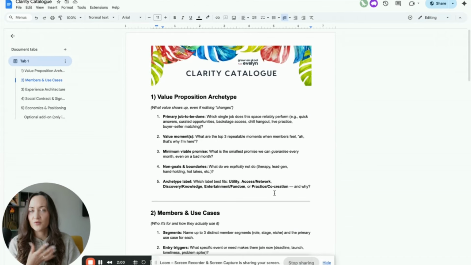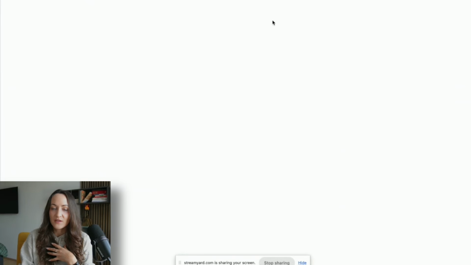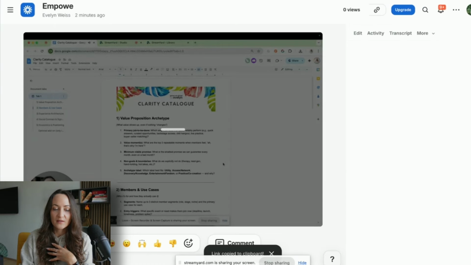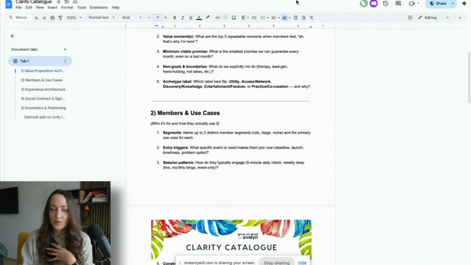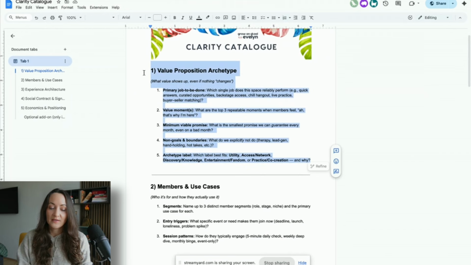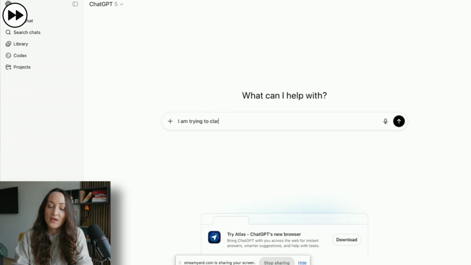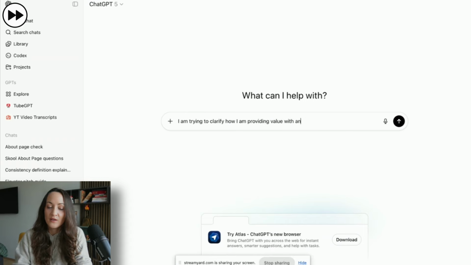So I'm just shooting this from the hip, and I basically record myself. I'm just going to stop this now because you would ideally want to do this as long as you can in one go. And if you use the free version of Loom, you might need to do multiple takes. So if you struggle a lot more than me to answer these questions, you might need to do some digging. So what you can do to make this easier for you is to just head to ChatGPT and say, I'm trying to clarify how I am providing value with and through my community.